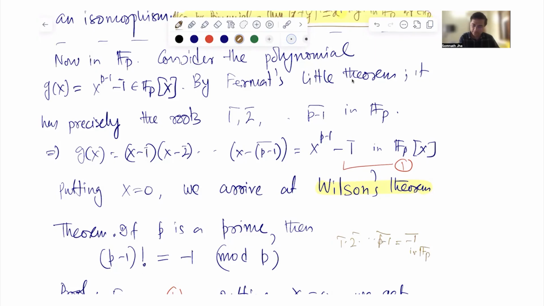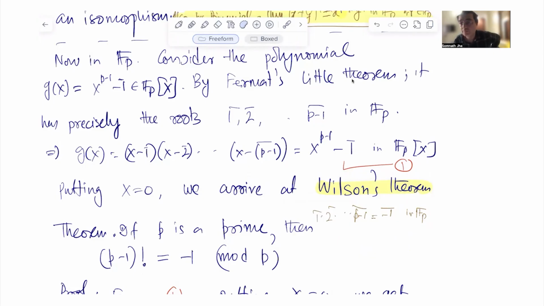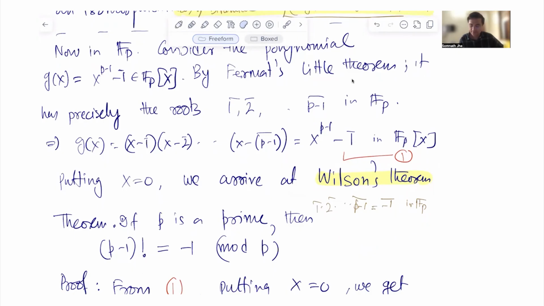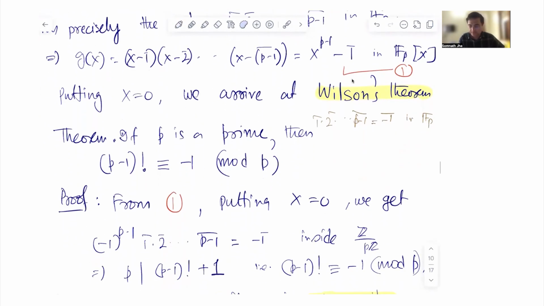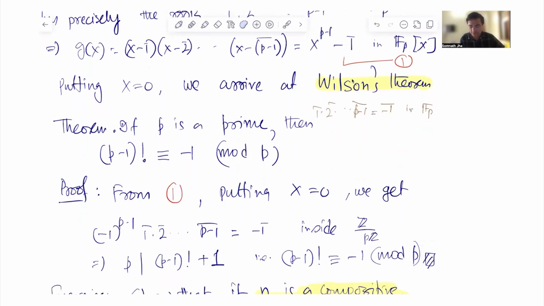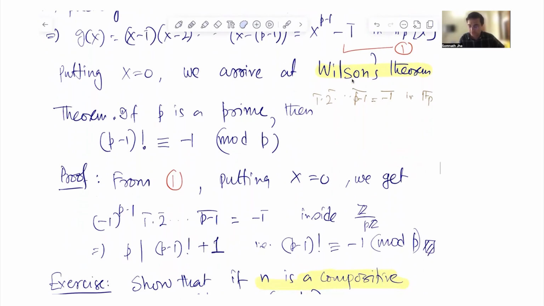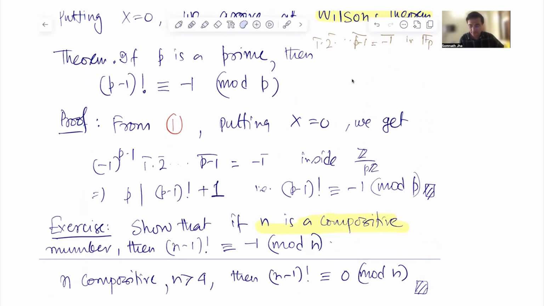That's what this shows. The product of 1 bar, 2 bar, up to p minus 1 bar is minus 1 bar in F_p. So that is p minus 1 factorial. In other words, if I write it in the mod notation, then p minus 1 factorial is minus 1 mod p. This is called Wilson's theorem. And putting x equal to 0, we get minus 1 to the power p minus 1 into 1, 2 up to p minus 1 is minus 1. So this was the proof.